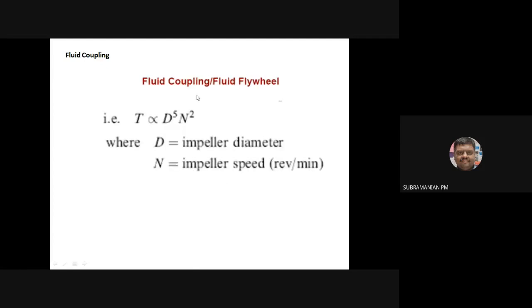And the most important characteristic is that my torque will be proportional to the fifth power of the impeller diameter and the square of the impeller speed. You have to remember this formula. When I increase the diameter, torque varies with the power of 5, whereas for impeller speed it varies as the square. So when I increase the impeller diameter, the torque transmission capacity increases much more compared to increasing the speed. My D has a significant influence on my torque transmitting capacity. So you have to understand this formula.